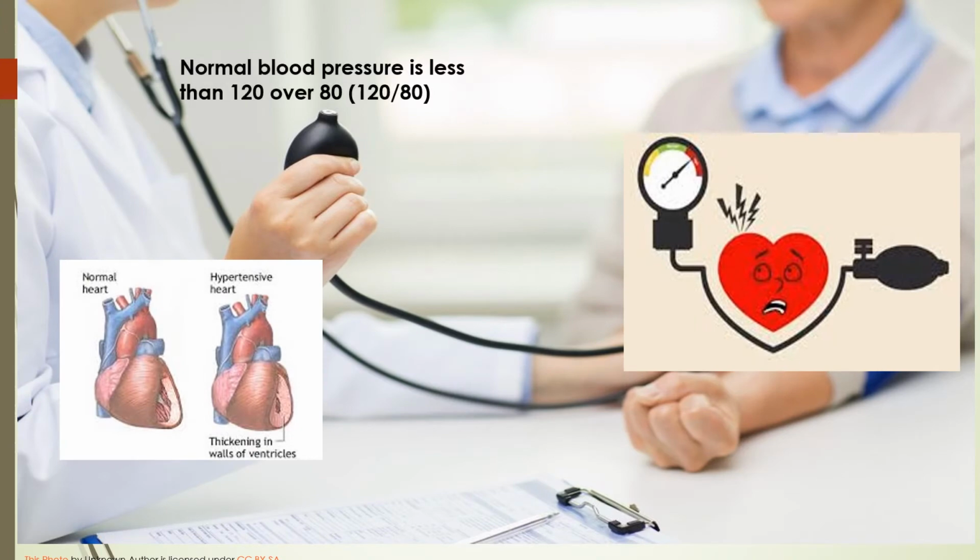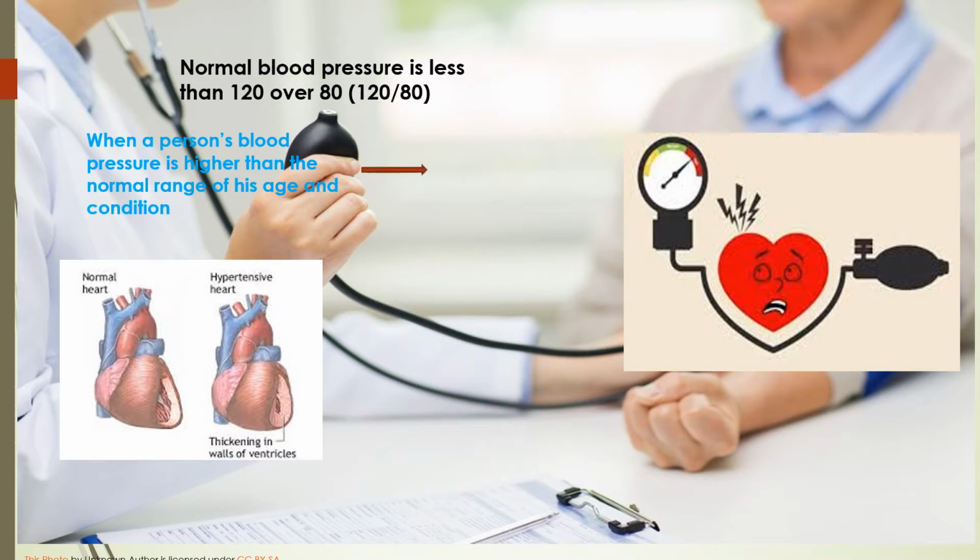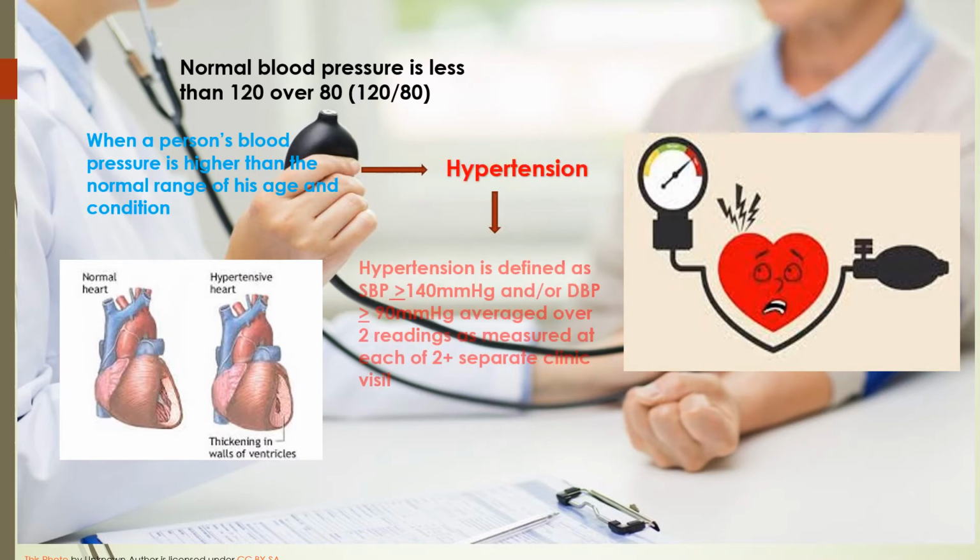The normal blood pressure is less than 120/80 or 120/80. When a person's blood pressure is higher than the normal range for their age and condition, that is hypertension. Hypertension is also defined as systolic blood pressure at or greater than 140 mm of mercury and or diastolic blood pressure at or greater than 90 mm of mercury, averaged over 2 readings as measured at each of 2 or more separate clinic visits. In addition, hypertension should not be first diagnosed in the setting of active illness unless severe or there is end organ damage consistent with chronically poorly controlled hypertension.